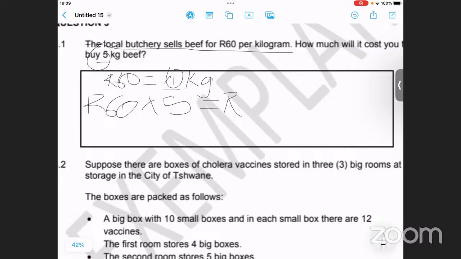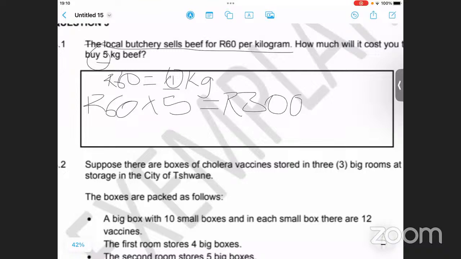60 and 60, 120. 120 times 2, 240. 240 plus 60, it's 300. Okay, 300. Yes.